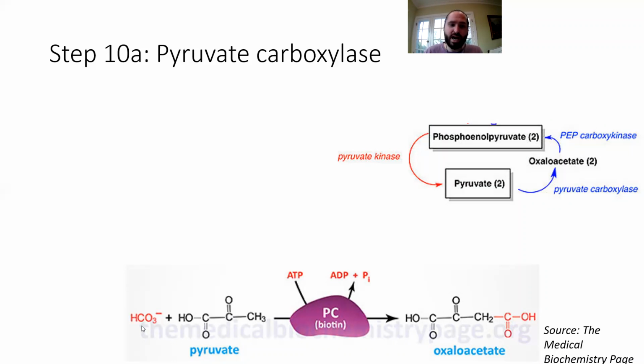It looks like we have a carbonyl group or a carboxylic acid group, and this part of the molecule stays the same from pyruvate to oxaloacetate. We're adding a carbon to an alpha carbon. So we have a carbonyl, we have an alpha carbon, this methyl. Anybody remember what reaction that might be?